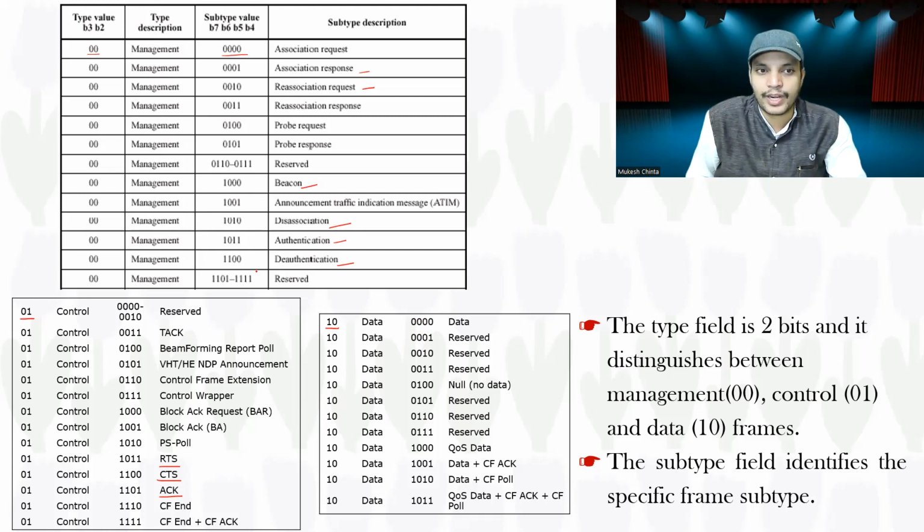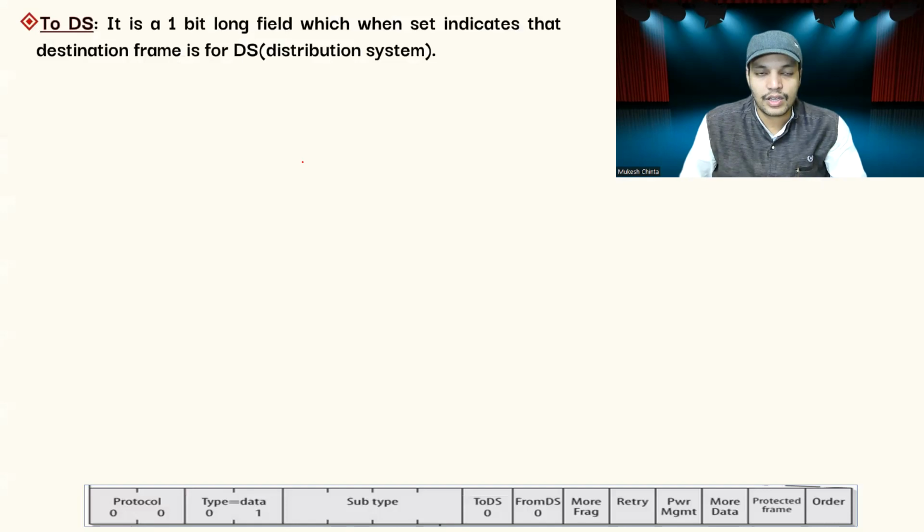So which type of management frame it is, or which type of control frame it is, or which type of data is being sent. All those things are given with the combination of your type field and subtype field. After these, we have multiple flags here. I say flag because all of these fields are only 1 bit in length. That means they are either true or false. So it can be either 0 or 1, right?